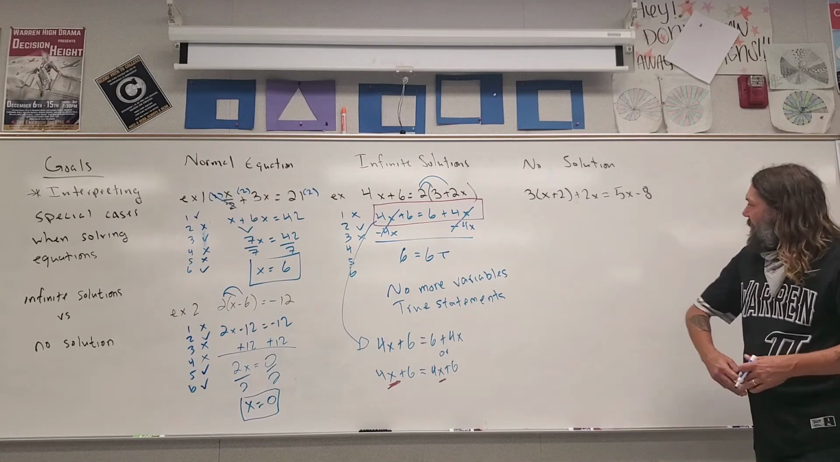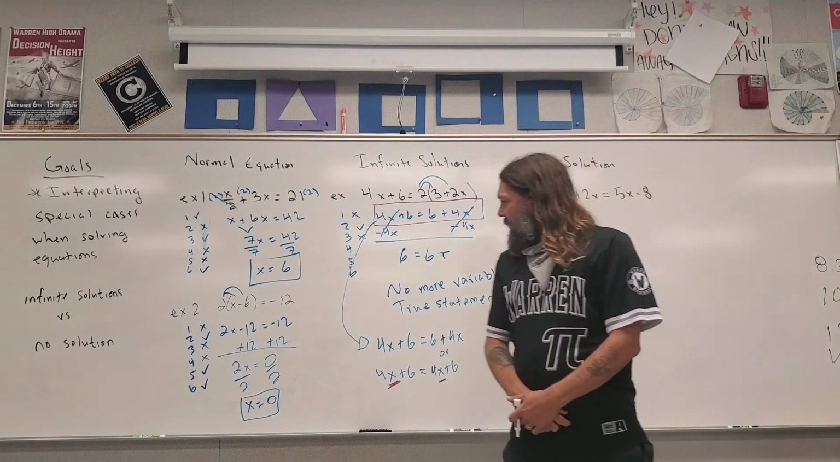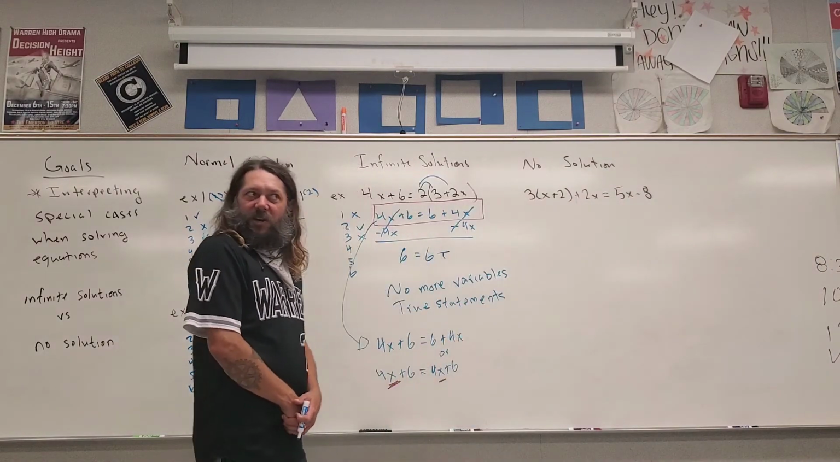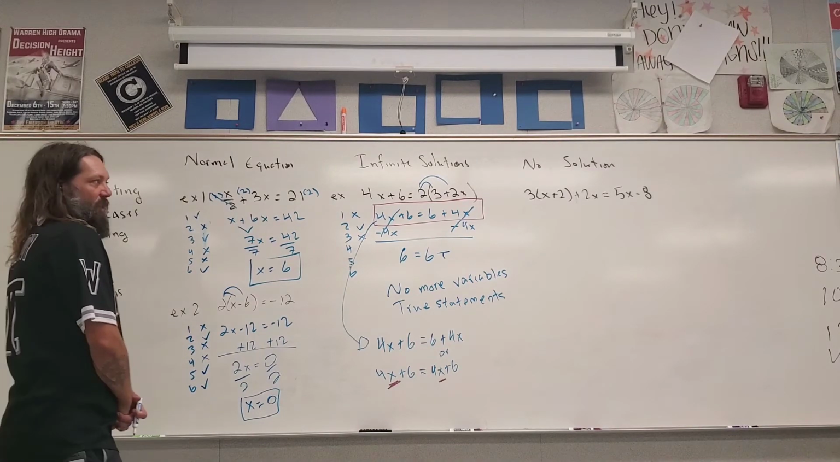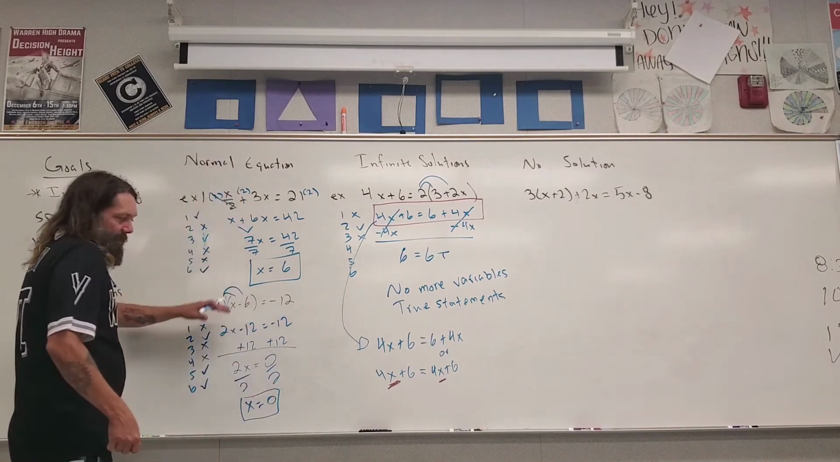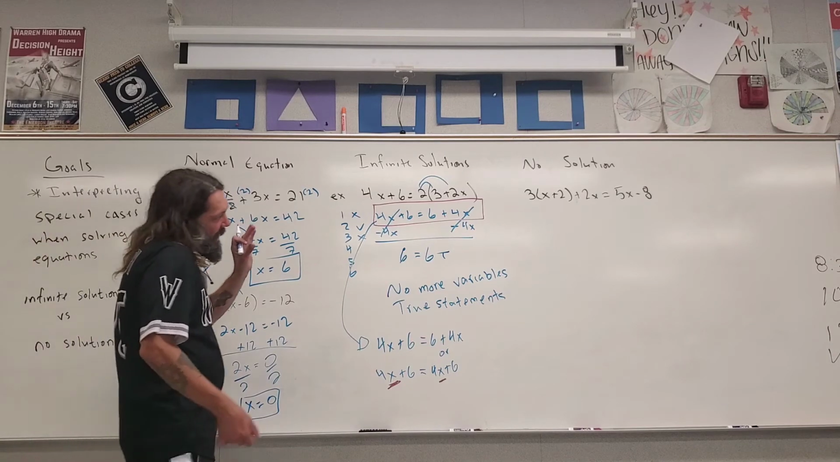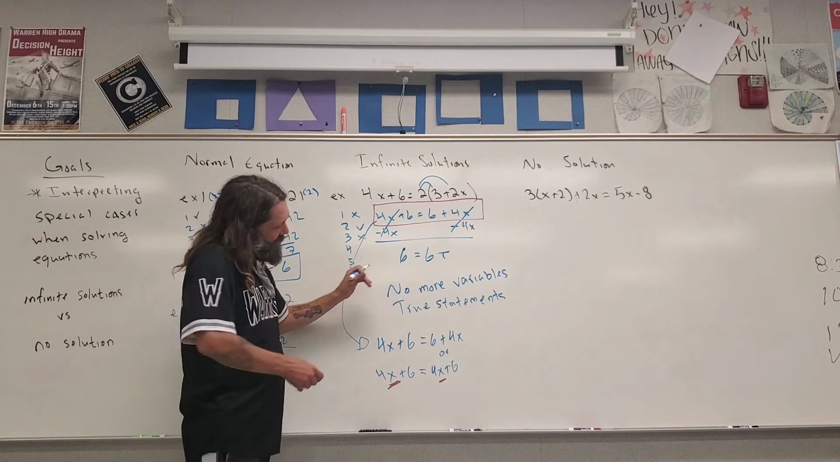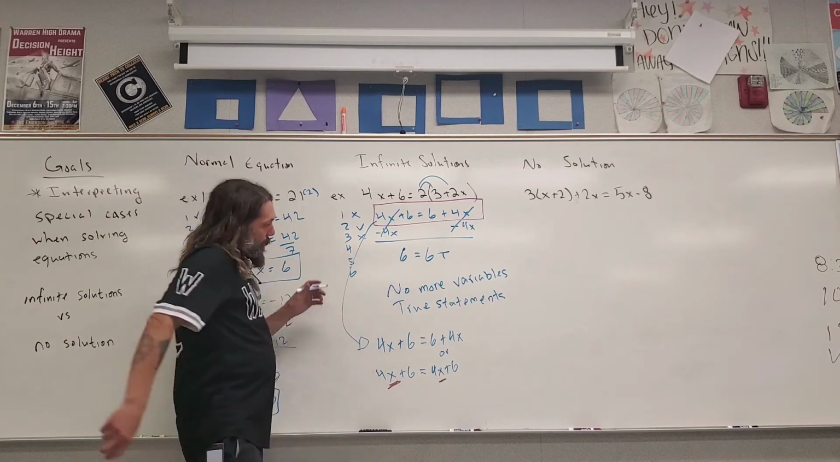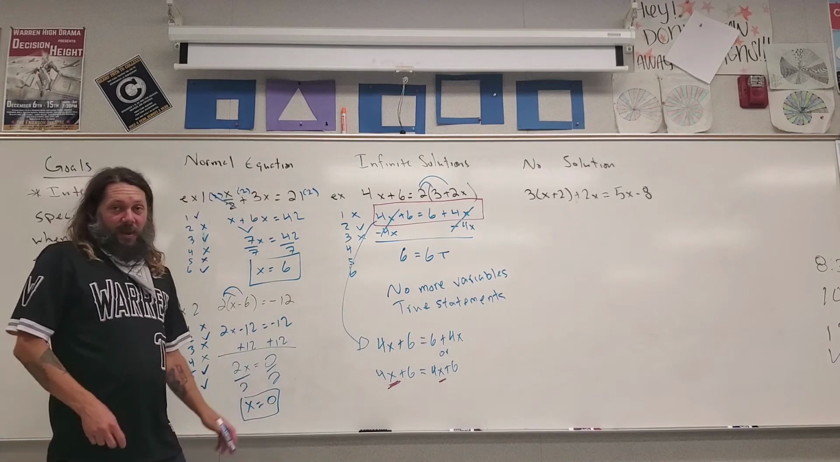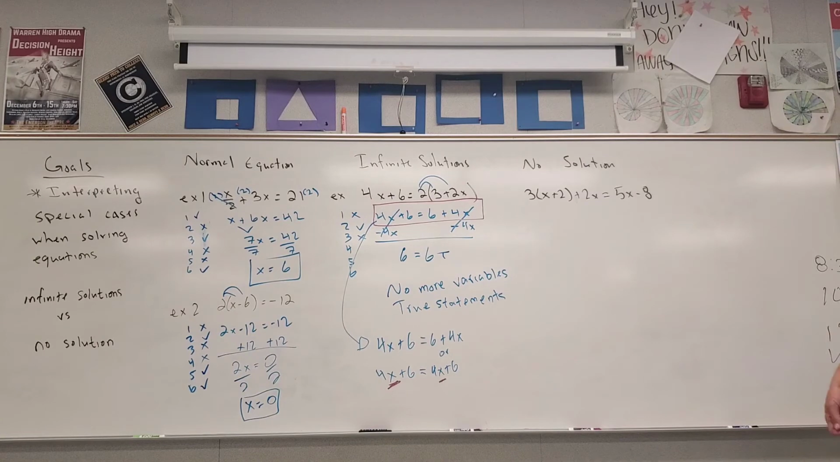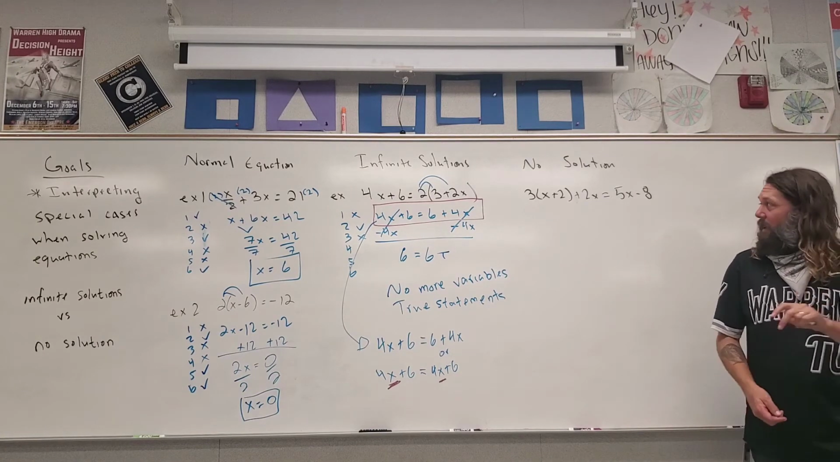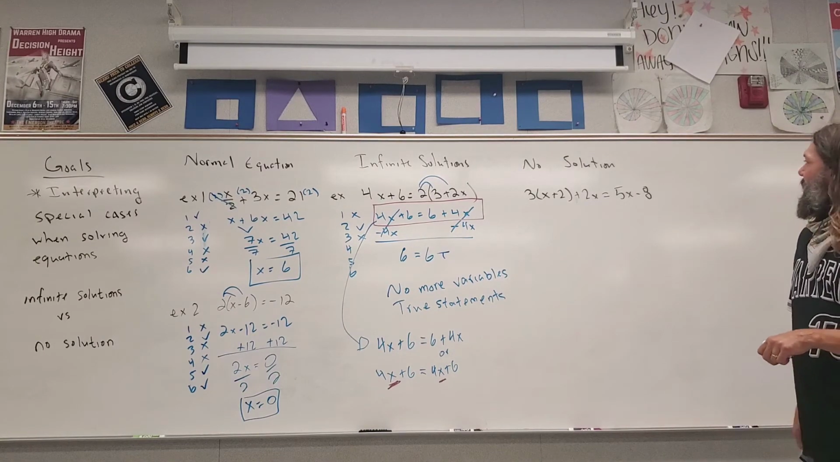All right, hopefully you had time to take an educated guess about what would happen when there's no solution. When we have a solution, we still have a variable. Here I have no variables, but a true statement. That means an infinite number of solutions. So the variables should cancel out, and I should get a false statement. Let's go ahead and set this up.